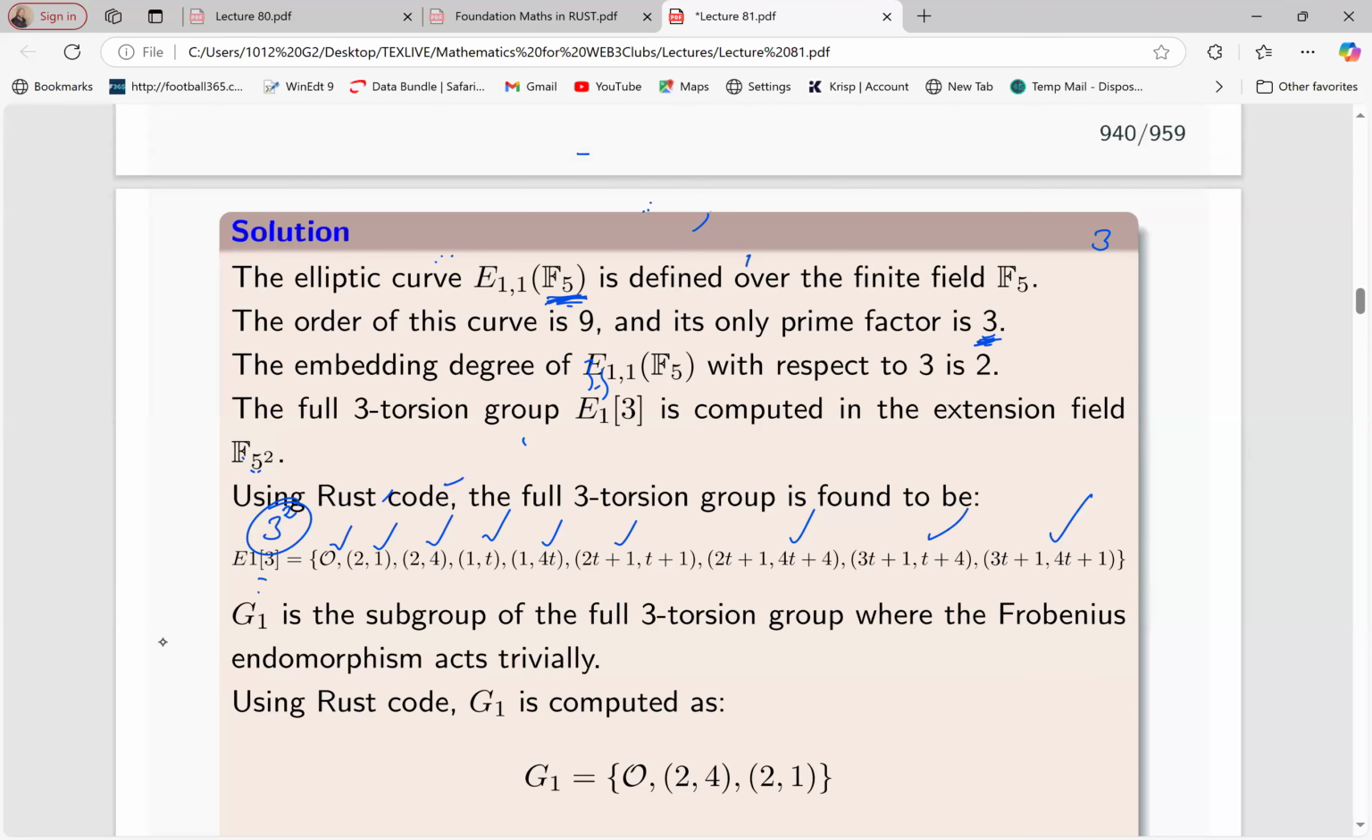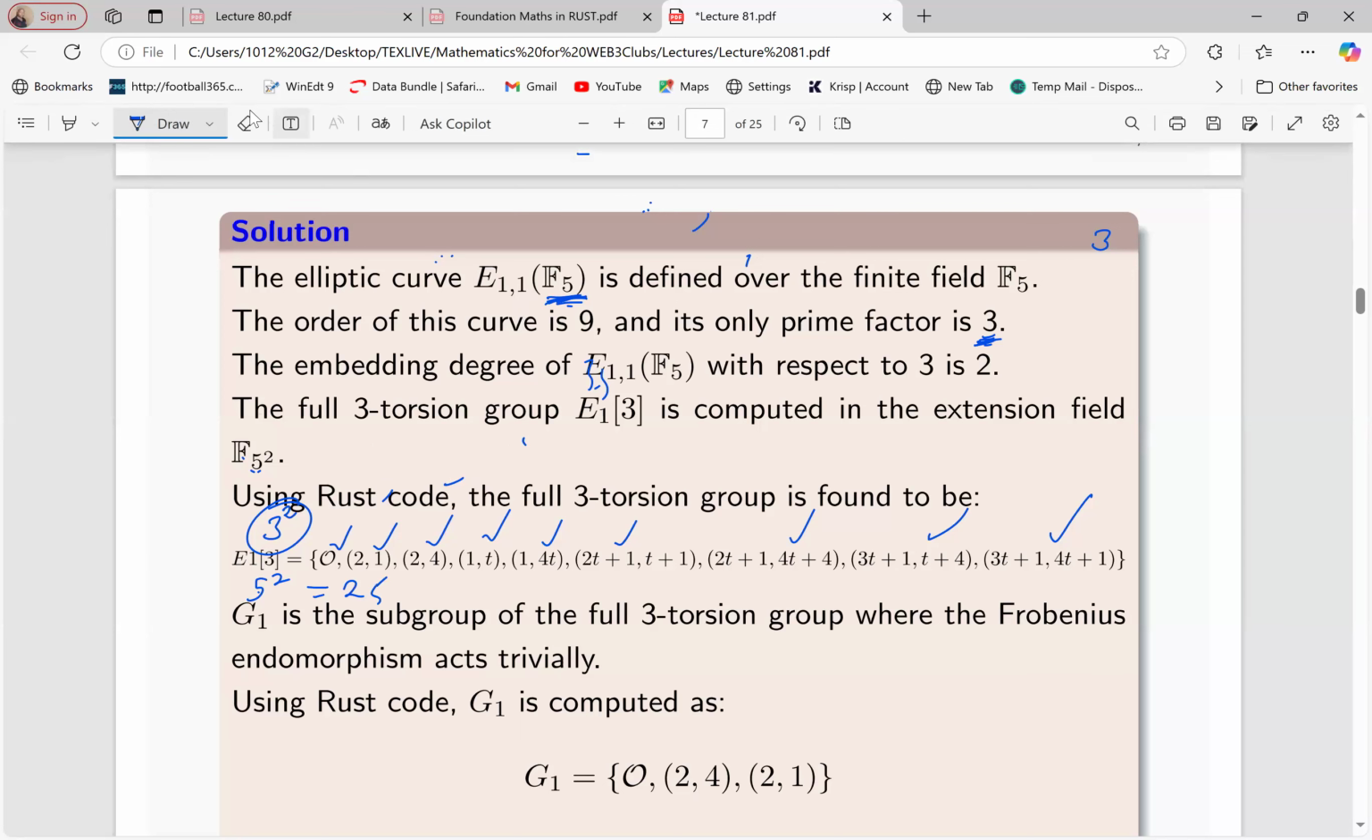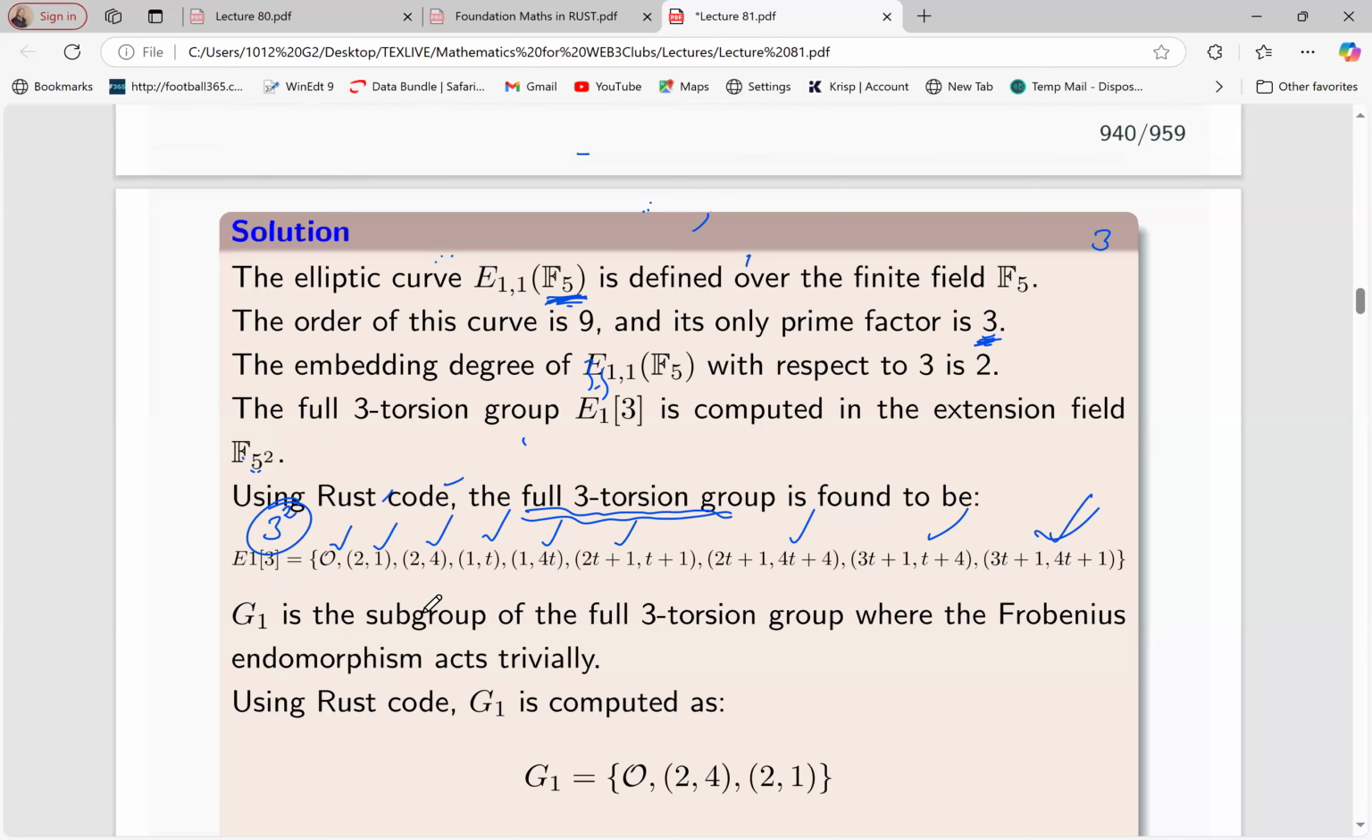That means when I'm talking of 5 torsion, I'm talking of 25 points. By the way, our interest here, we don't have 5 torsion. Here we have only 3 torsion, because it's only 3 that divides 9. So when you use your Rust code, it gives you these points, and we had done that earlier on.